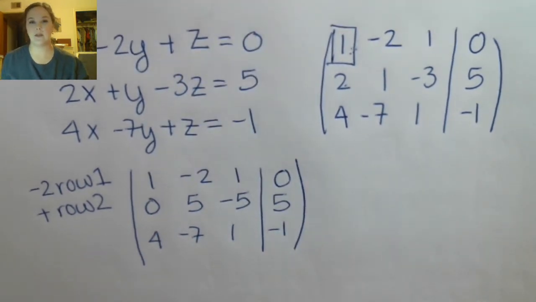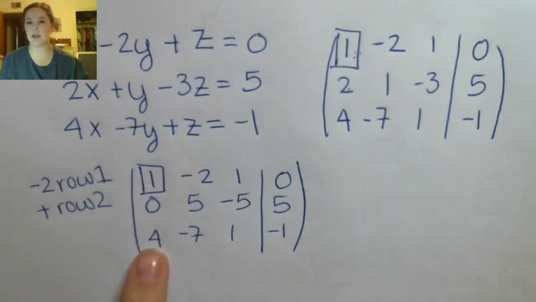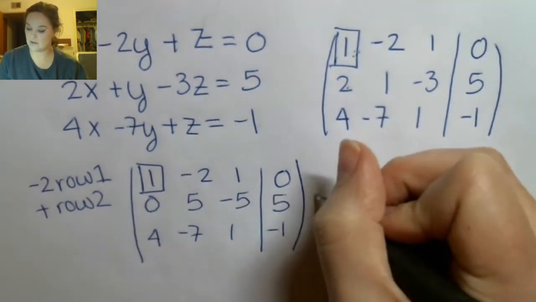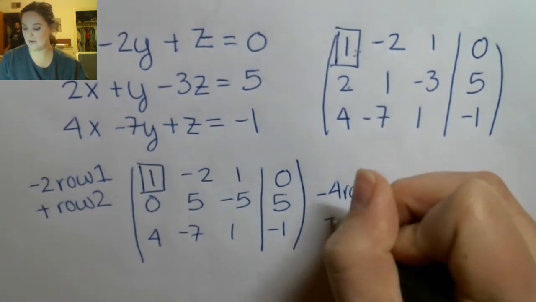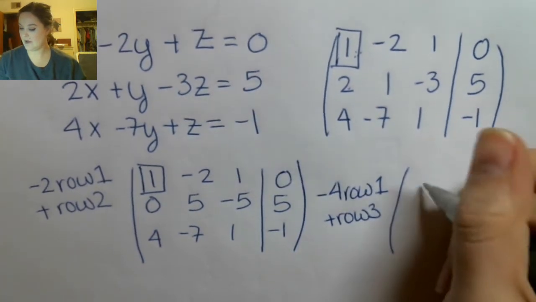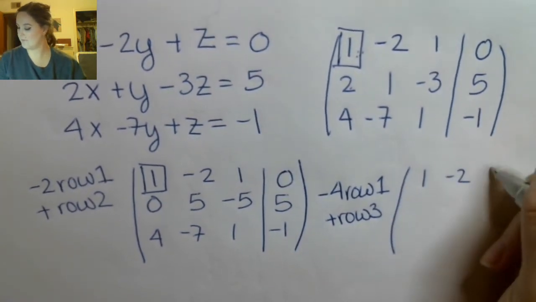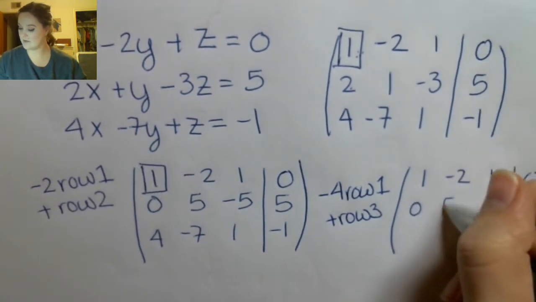Okay, now I'm still focused on this position here, and I'm going to use it to eliminate this. So I'm going to do negative 4 times row 1, and I'm going to add it to row 3. So my first row is the same. My second row is the same.